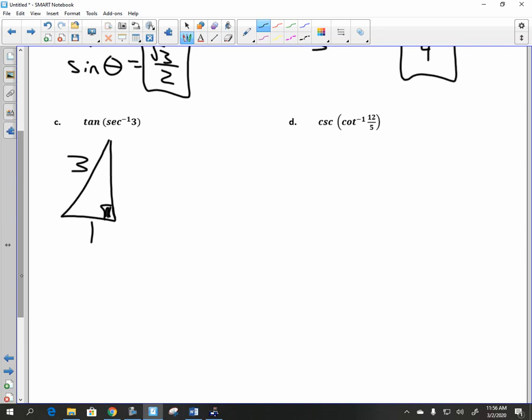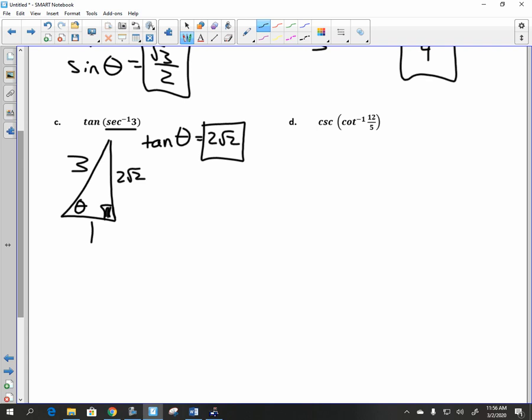Can we find the other side? Pythagorean theorem. You get 2 roots of 2. So this becomes the tangent of theta. What is the tangent of theta then? Opposite over adjacent, just 2 roots of 2.